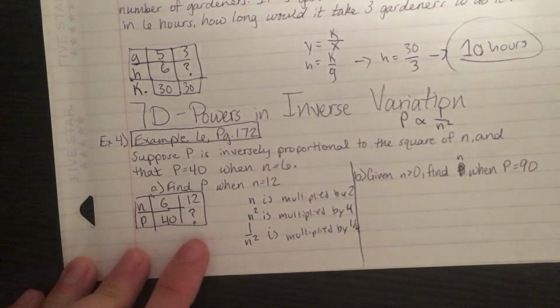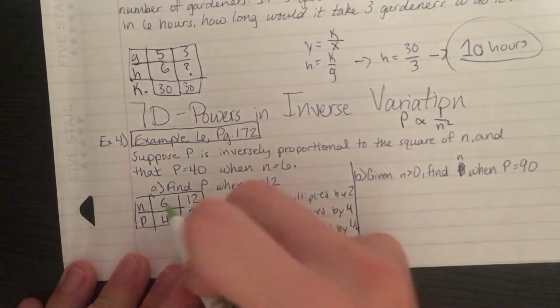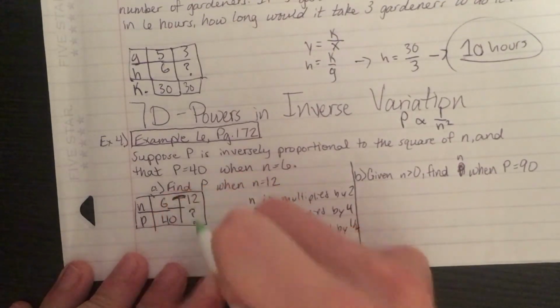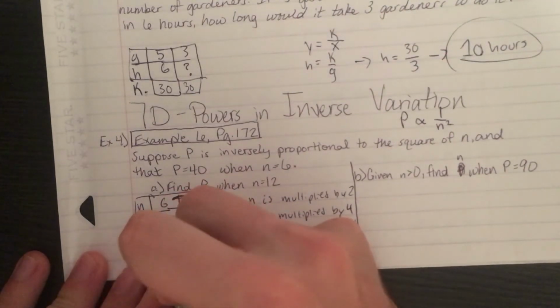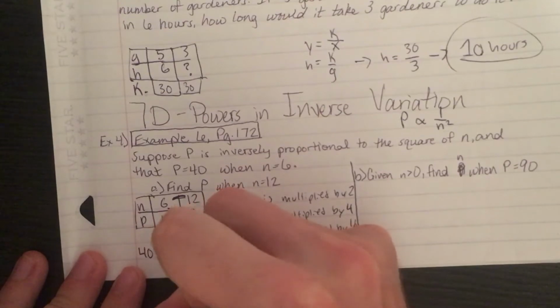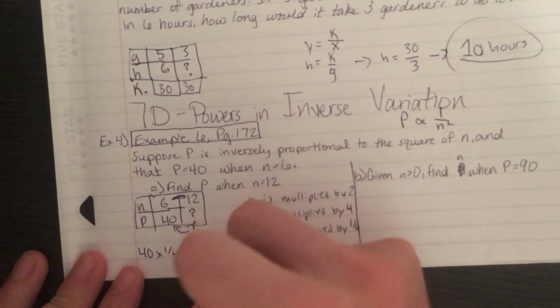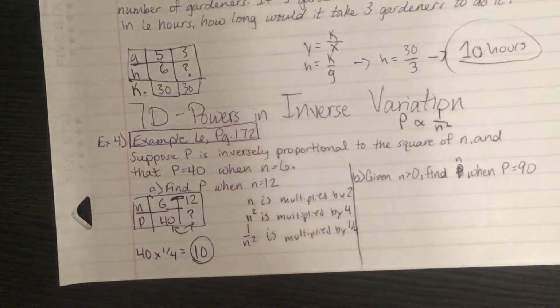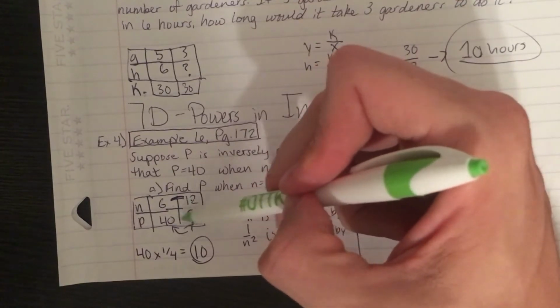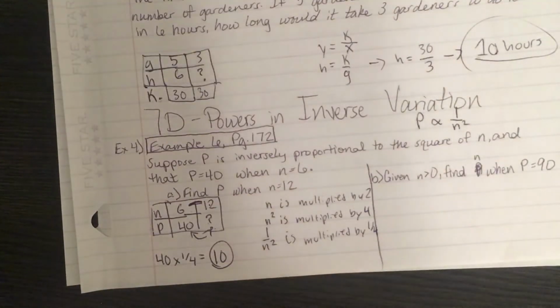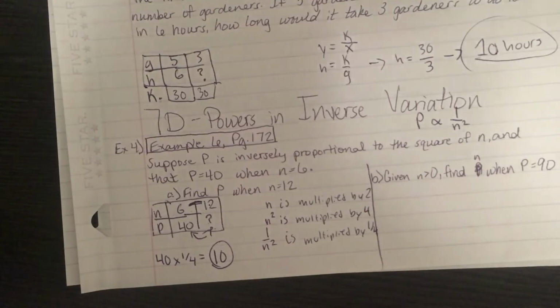So we'll say, okay, well, from here to here we multiplied n by 2. From here to here, we're going to have to multiply P by 1/4. So what is 40 times 1/4? Well, that is going to be the value of 10. So where n doubled, instead of P decreasing by 1/2, it's going to decrease by 1/2 squared. If that makes a little bit more sense. These power ones are just a little bit tricky. And so we'll look at another example here.